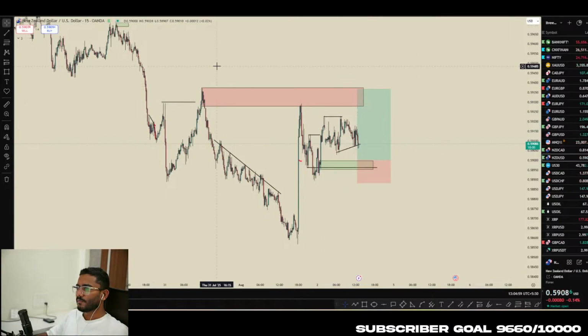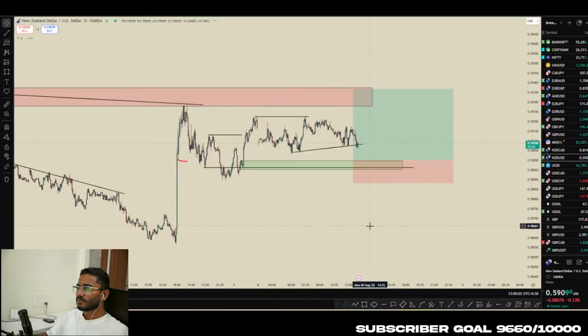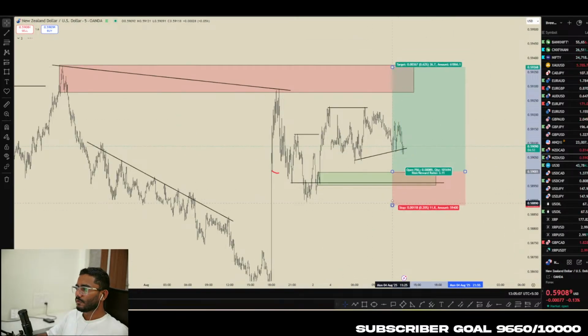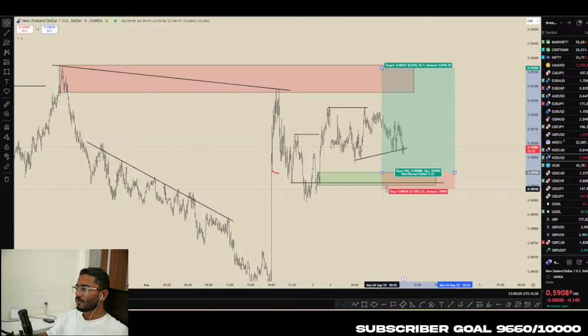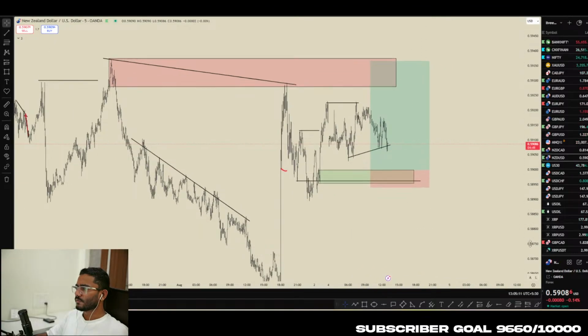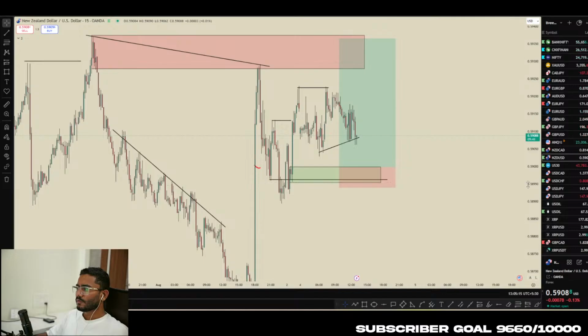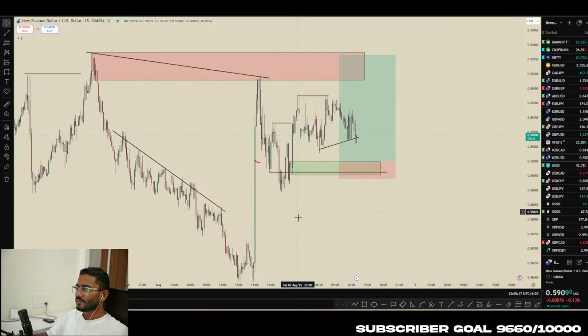Here, price has already created this trend line liquidity. So this will make our setup 1:6. So we have this imbalance order block which swept out the previous liquidity, and the next higher target.